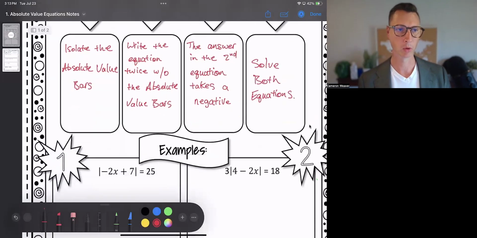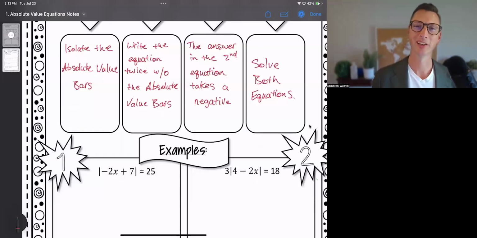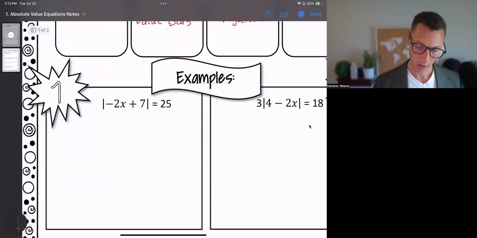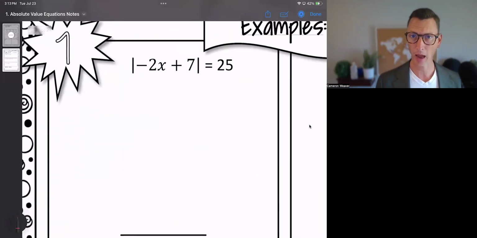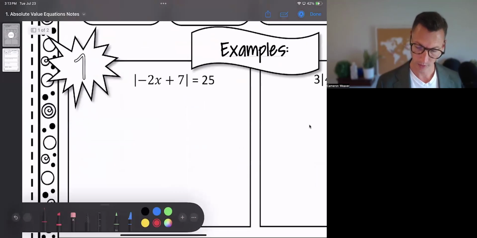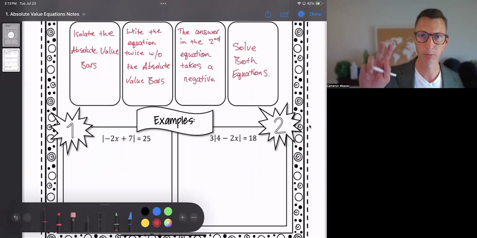Let's look at problem number 1. If you guys need to pause that in order to write all that down, feel free to do that, and then you can hit resume or play. All right. Problem number 1. We want to isolate the absolute value bars. As I mentioned earlier, these are already isolated. Okay. Now, once you've isolated the absolute value bars, like example number 1, now we move to step 2.